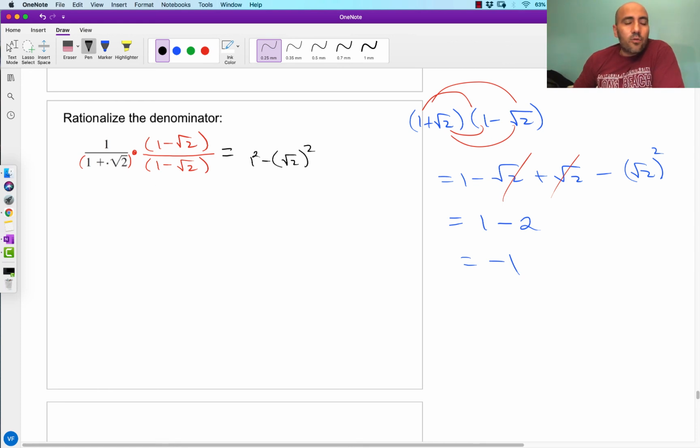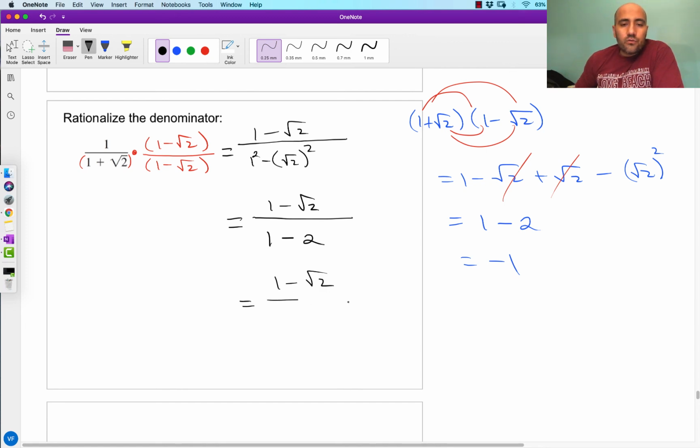They're both identical binomials, except one has a plus, one has a minus. I know the pattern is going to end up with this one squared minus this one squared. It's a difference of squares. In the numerator, I have 1 times this, so I'll just have 1 minus root 2. Now this just becomes 1 minus root 2 all over 1 minus 2, which then becomes 1 minus root 2 all over negative 1.